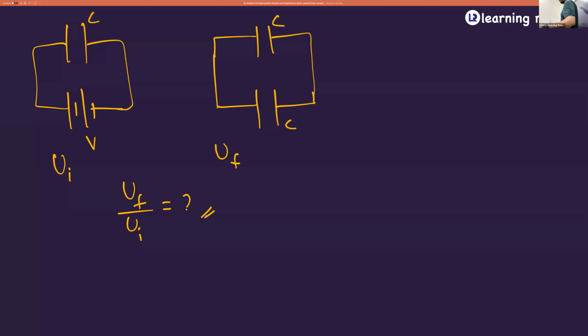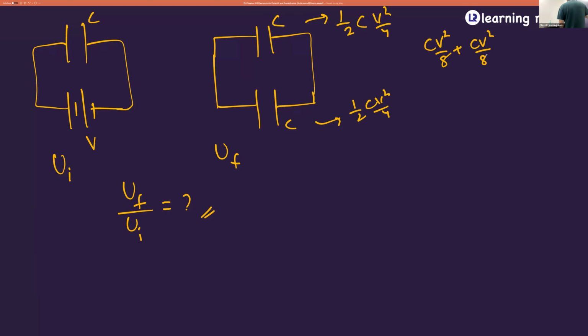So what will be the energy in this? So what will be the energy here? Half C V square by 4. What will be the energy here? Half C V square by 4. So it is CV square by 8 plus CV square by 8. The answer is CV square by 4. This is final energy. So final energy of the system is CV square by 4.